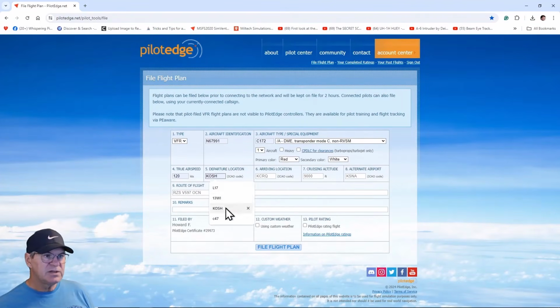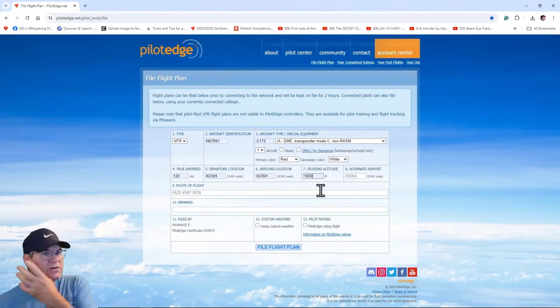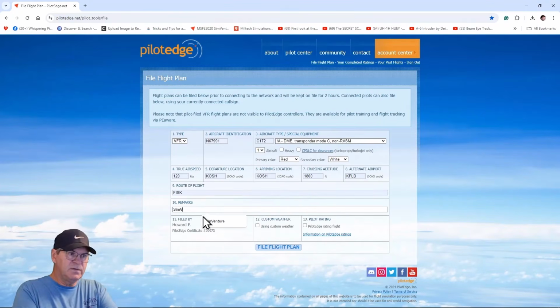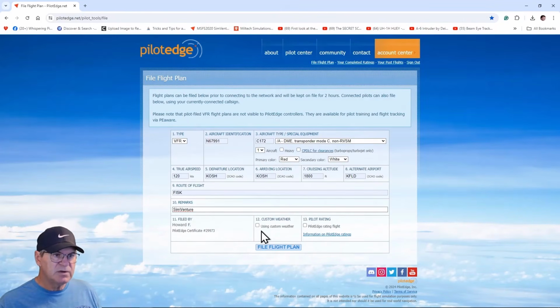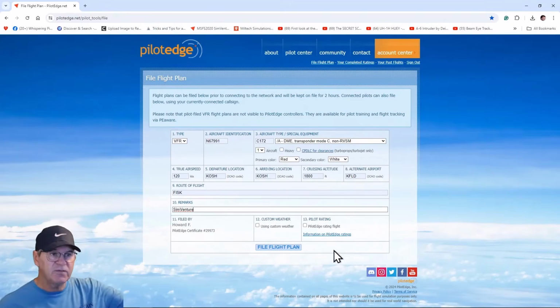Just fill in some of the other details about your airplane, departure, airport. I'm departing from Kosh, yeah, and I'm arriving at Kosh. In this case, cruising altitude 1800 most of the time. Alternate airport, let's pick up Fond du Lac, I think that is. And I'm just doing the FISK approach right here. And I'll just say SimVenture. There we go. Nothing else. I'm not doing a pilot edge rating, which is something that's cool. You could do that. And I'm not using custom weather. I'm just using what they recommend. And you would hit file. I'm not doing it at this moment, but it would say your flight plan has been filed.